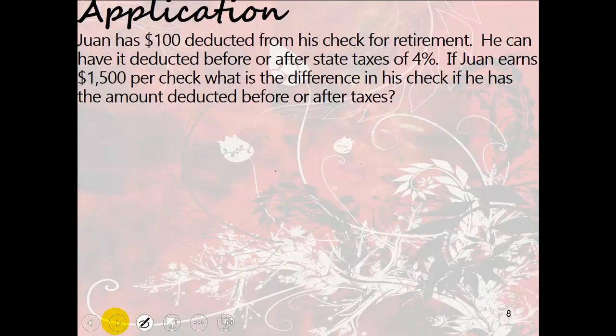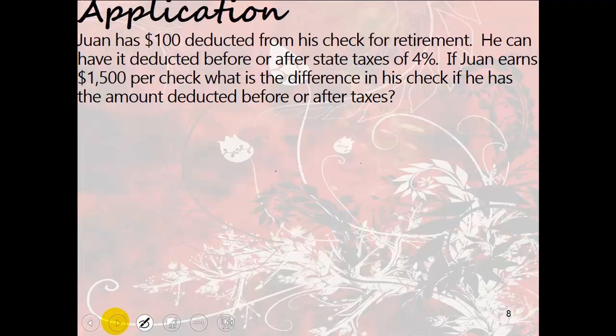So this has application. A lot of double discounting works as a composite function. So Juan has $100 deducted from his check for retirement. He can have it deducted before or after state taxes. All right, and the state taxes are 25%. Sorry, 4%. Not sure where I got that from, but that's okay. It's 4%. All right. If Juan earns $1,500 per paycheck, what is the difference in his check?